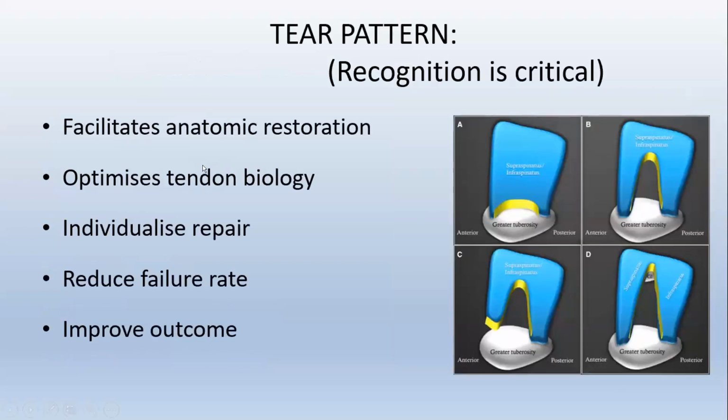So tear pattern recognition is more critical because it facilitates the anatomic restoration. It optimizes the tendon biology. It individualizes the repair and reduces the failure rate, thereby improving the outcome.